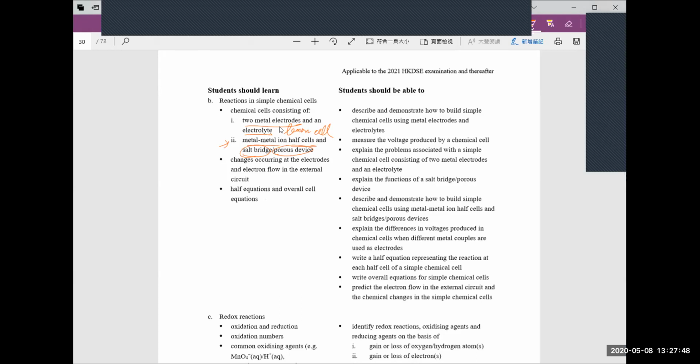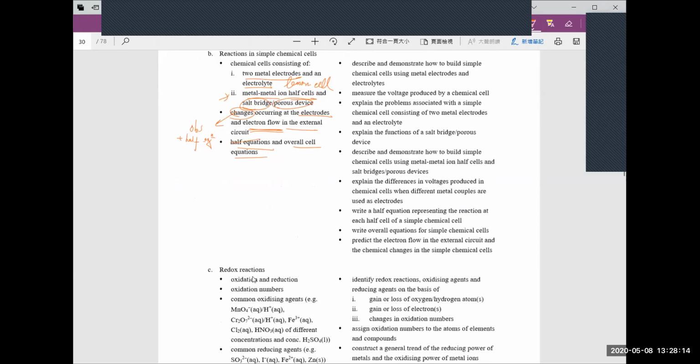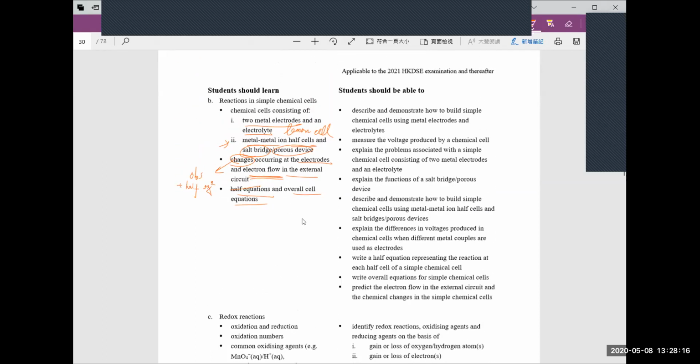Now, you are going to get to know the flow of electrons in the external circuit, and the changes of the electrons. Here, we're referring to oxidation as well as the half equation from each electrode. So that's why you are going to be asked to write the half equation reactions. Redox, we are going to cover for this part.